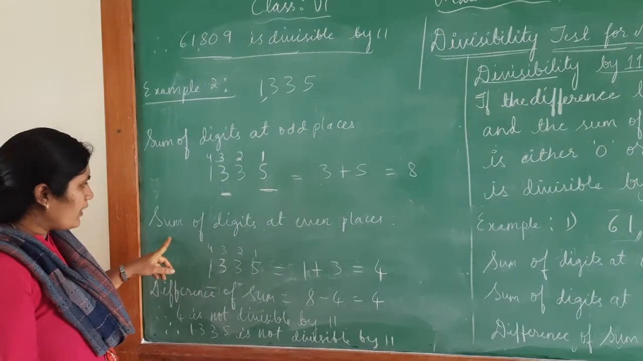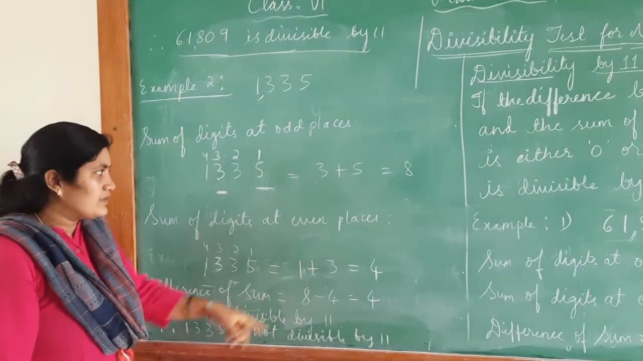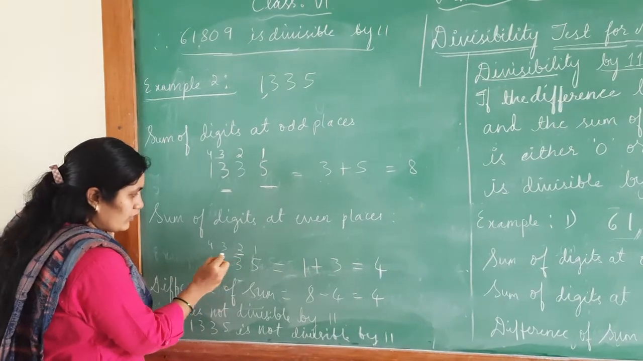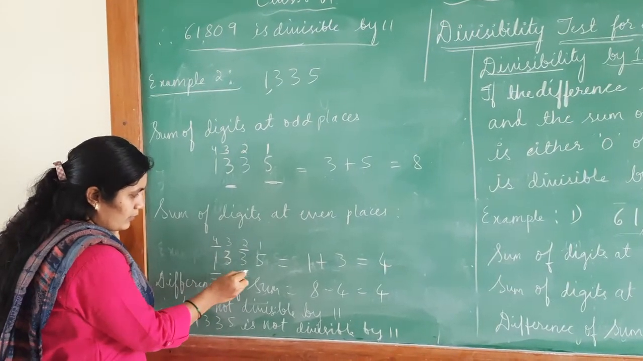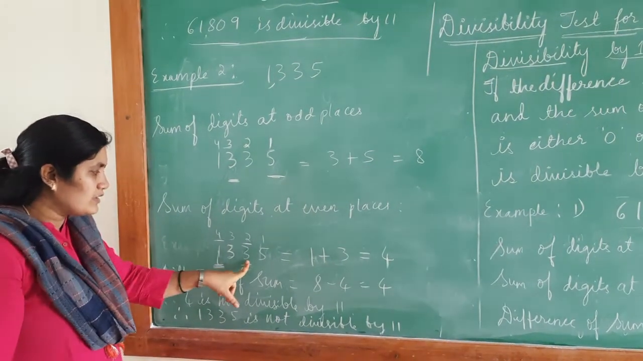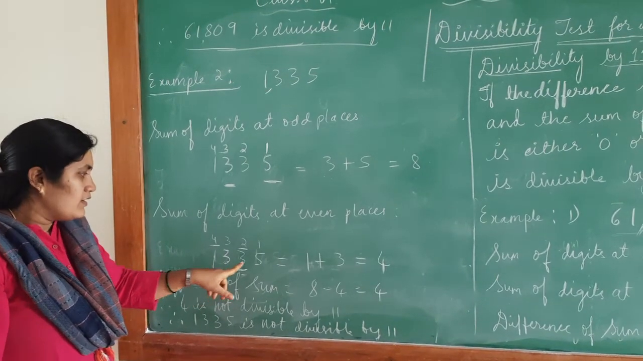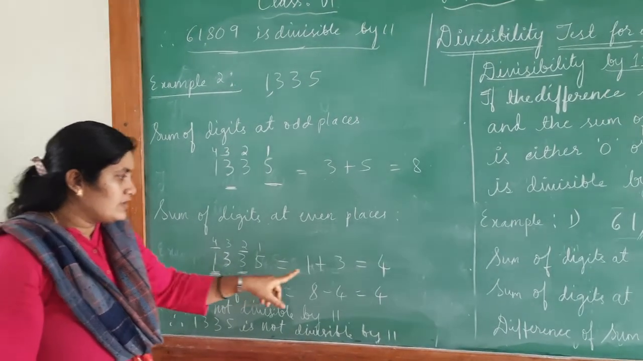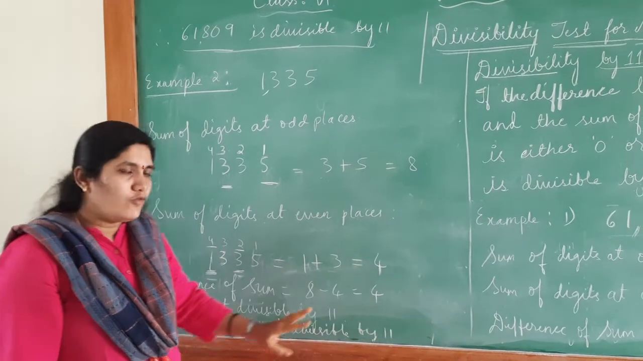Now, the next part is the sum of digits at even places. That is the same here, 2nd and 4th: second place and fourth place. That is the tens place and thousands place. These are 3 and 1. If you add 1 plus 3, you get 4.